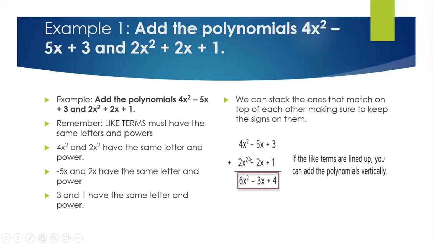Notice that this x squared plus this x squared gave me 2x squared. I have minus 5x plus 2x. Negative 5 plus 2 goes in my calculator, depending on how sensitive your calculator is about the difference. So negative 5 plus 2 gives me negative 3x. 3 plus 1 gives me 4.